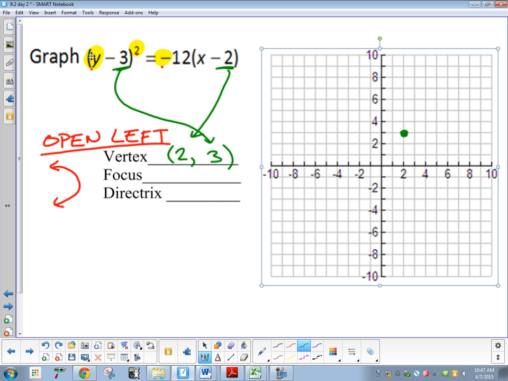Okay, next thing we got to do is find our a value. Amber, what do we do to find our a value? Take whatever's right there and divide it by 4. We're always dividing by 4. So she takes negative 12 and divides by 4. It tells her her a value is negative 3. So what does that tell you to do, Amber?